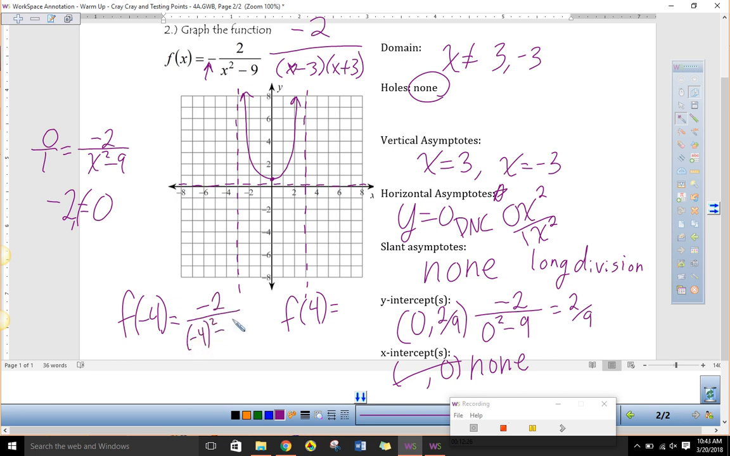Be really careful with parentheses, please. -4 squared is +16, minus 9. So when I input -4, I output -2/7. Does that make sense?